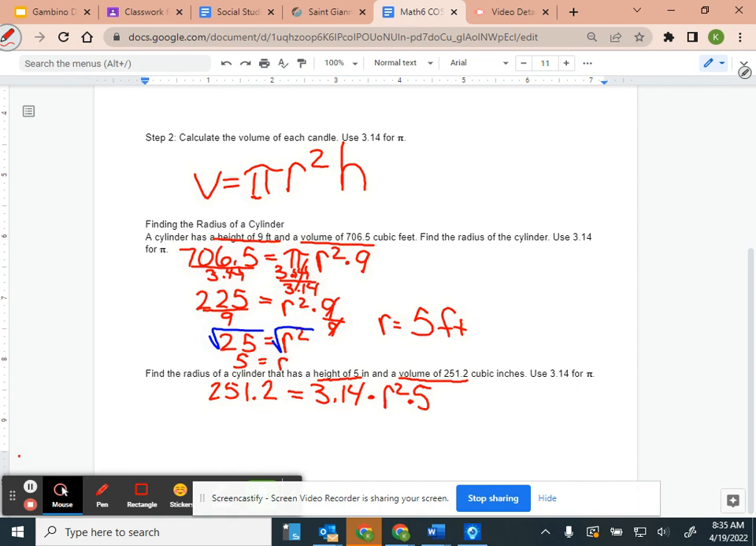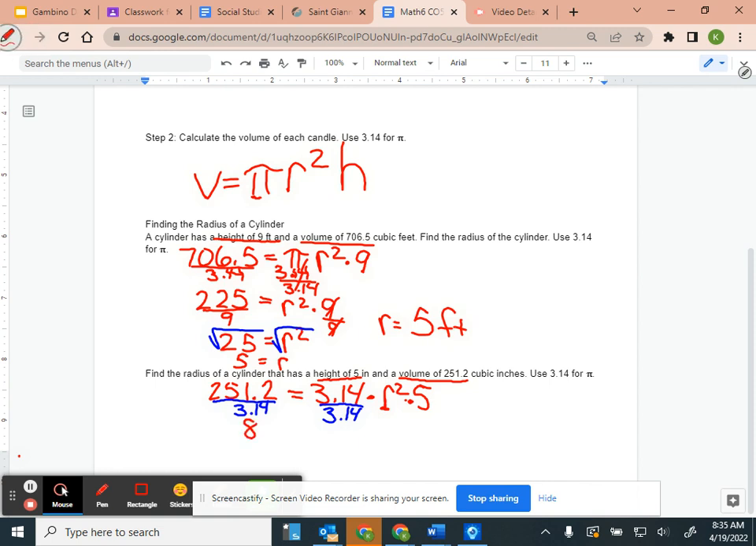We see we have only one letter here, our r. That's our variable that we are going to solve for. If we are multiplying 3.14 times r squared times 5, what is the opposite of multiplying, Ryan? Dividing. So we are going to divide. We can start with dividing by 3.14. What is 251.2 divided by 3.14? Zoe.